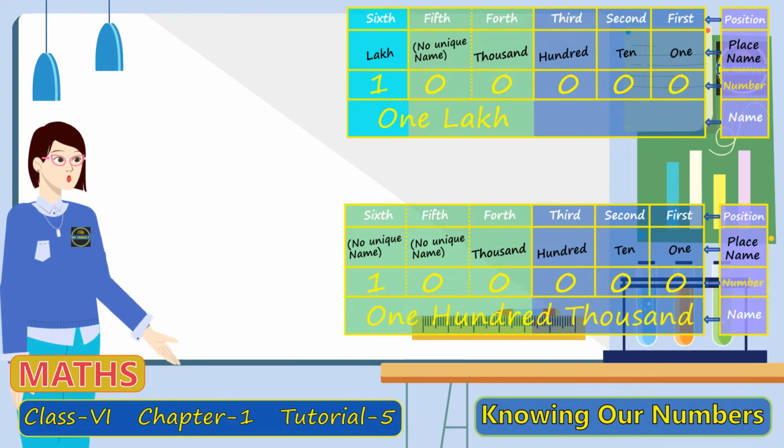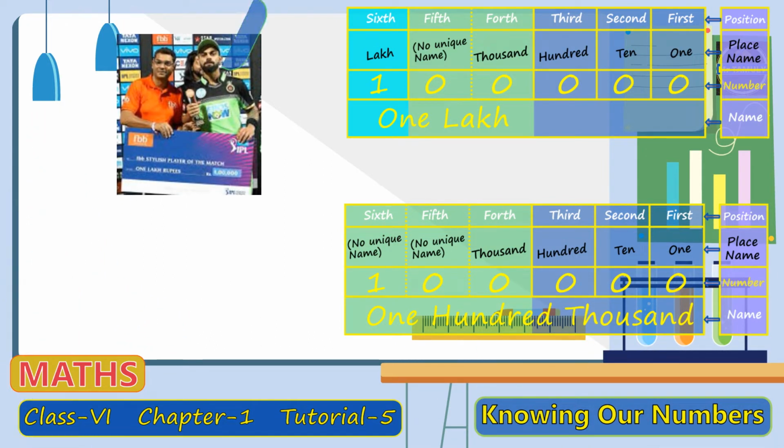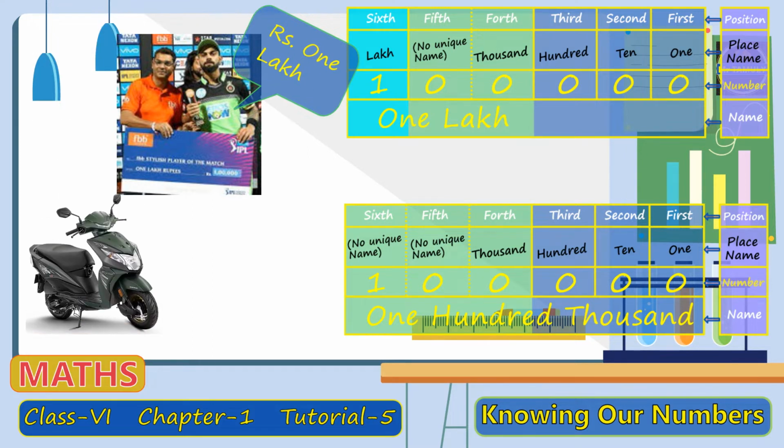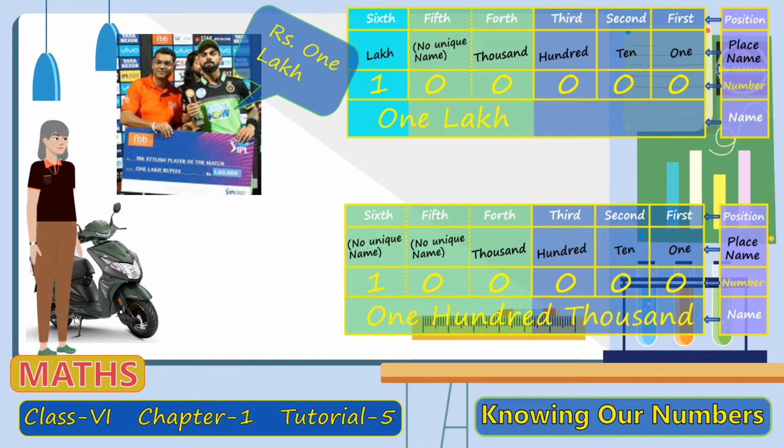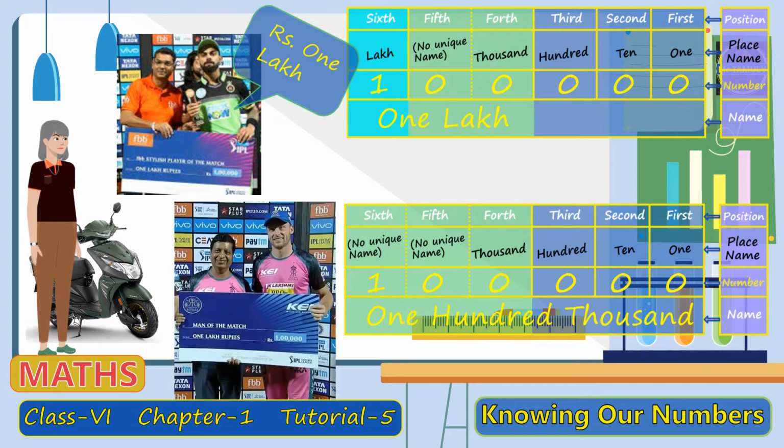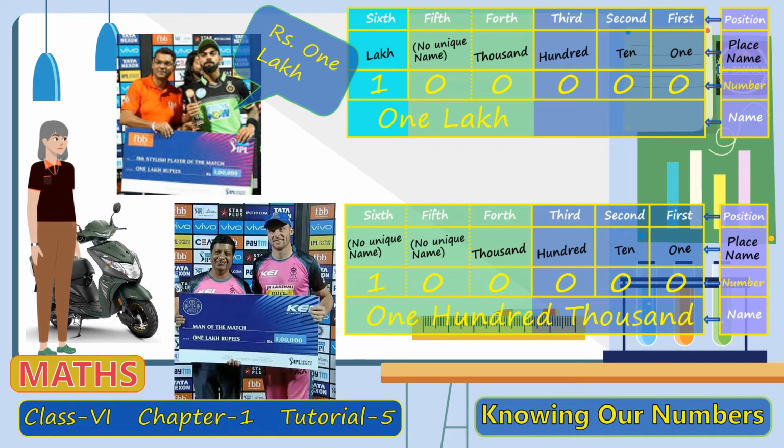Virat Kohli might say, "With my man of the match prize money of rupees 1 lakh, I shall buy a scooty for that college girl who lives in an orphanage." But Jos Butler would say, "With my man of the match prize money of rupees 100,000, I shall buy a scooty for that college girl who lives in an orphanage."